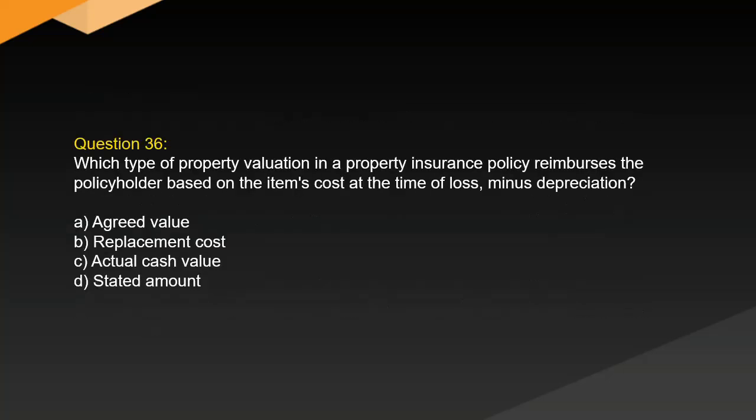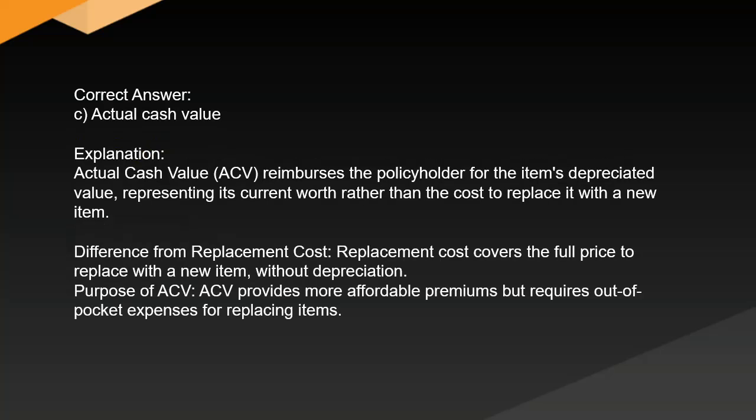Question 36. Which type of property valuation in a property insurance policy reimburses the policyholder based on the item's cost at the time of loss minus depreciation? A. Agreed value. B. Replacement cost. C. Actual cash value. D. Stated amount. Correct answer: C.